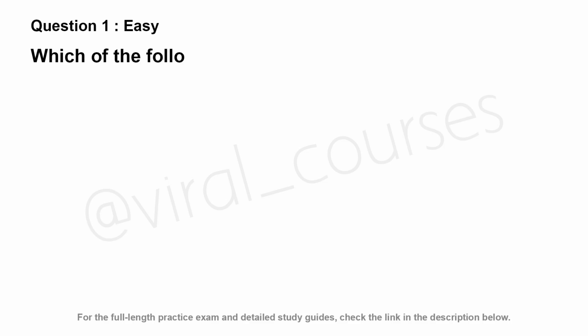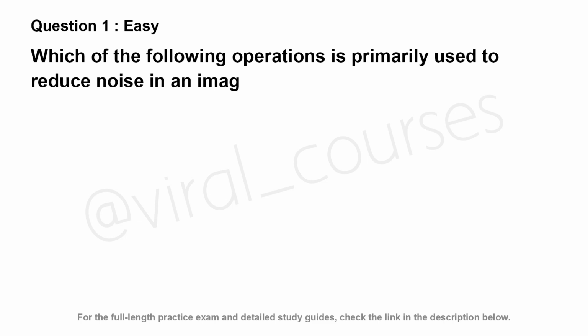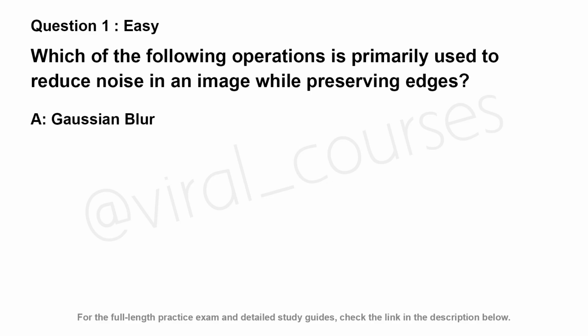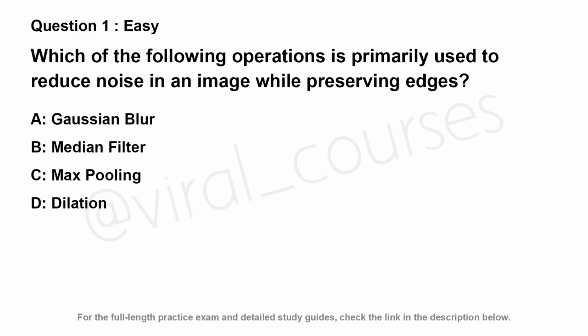Which of the following operations is primarily used to reduce noise in an image while preserving edges? Option A, Gaussian blur. Option B, median filter. Option C, max pooling. Option D, dilation.